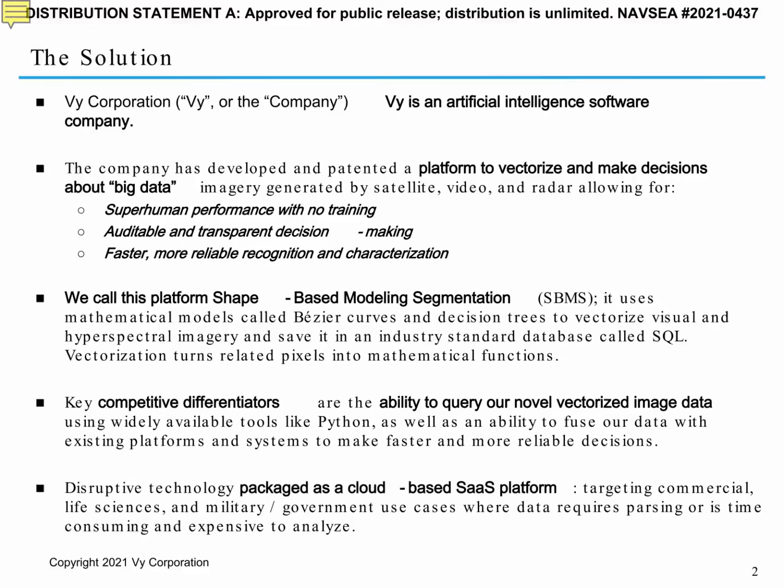Vi is bringing state-of-the-art vectorization solutions to make decisions about objects and areas of interest in environments with noise and occlusions. We're an artificial intelligence software company, and we've developed and patented a platform to vectorize and make decisions about big data, typically data that's generated by satellites, video, radar, and sonar. And our performance criteria are really looking at use cases involving superhuman performance with no training, auditable and transparent decision making, and faster and more reliable recognition.